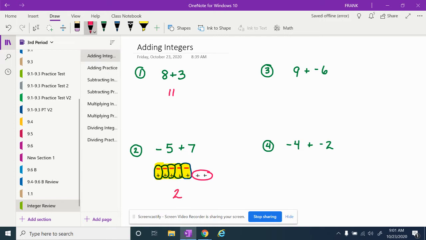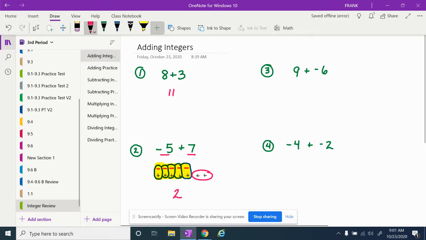So when you are adding integers and one is a negative and one is a positive, what you're really doing is you are just taking the difference between the 2 digits. So the difference between 7 and 5 is 2. And then you see, well, do I have more negatives or do I have more positives? Well, obviously I have more positives, so my answer must be a positive 2. Same thing with number 3. Notice for number 2, I started with the negative, I added a positive. Number 3, I'm adding a negative to a positive, so I'm starting with a positive.